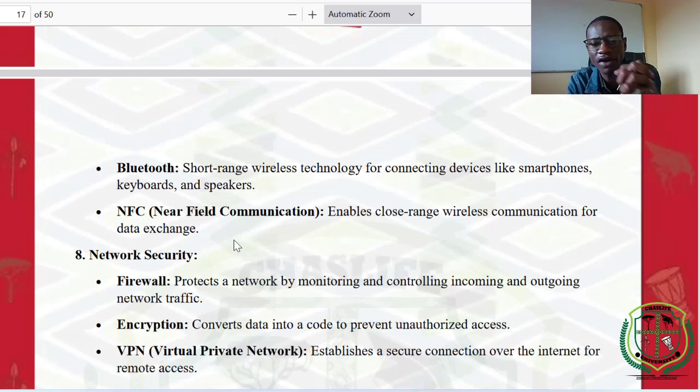Now, I'm sure you may have heard. This one is one of the latest explorations currently, and it may very soon come into play. It uses very close range communication. So when you just come closer to the device, it begins to transfer information.